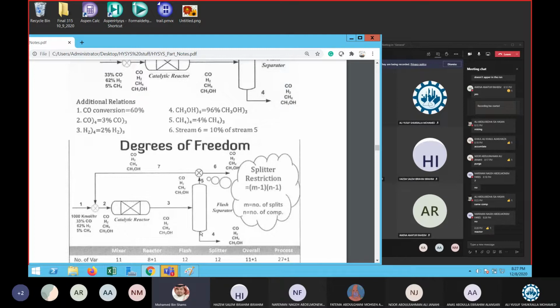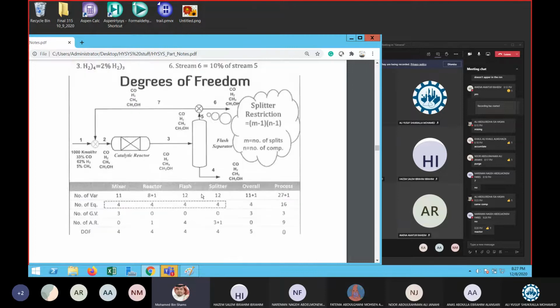But here, all the relations relate... look at the last one, it relates 6 and 5. Unfortunately, 5 is an internal stream. It is an internal stream, so I don't count this relation. So we have 0. So you can see that I cannot solve the overall. I have 5. The degree of freedom is 5.